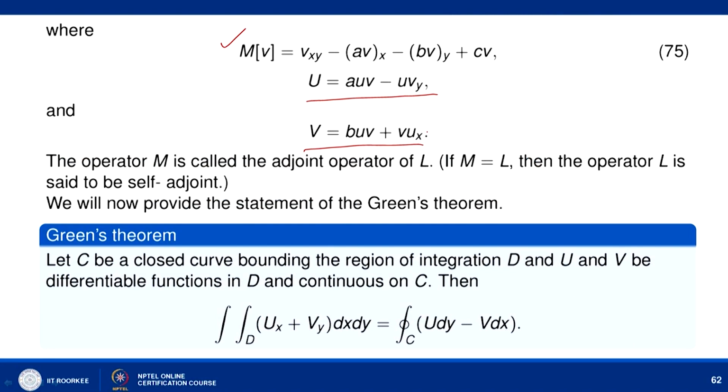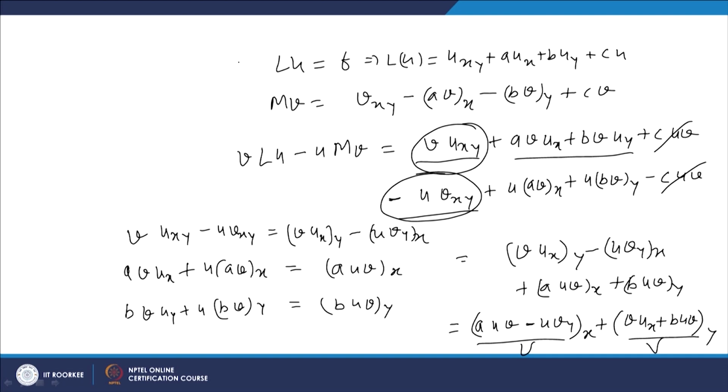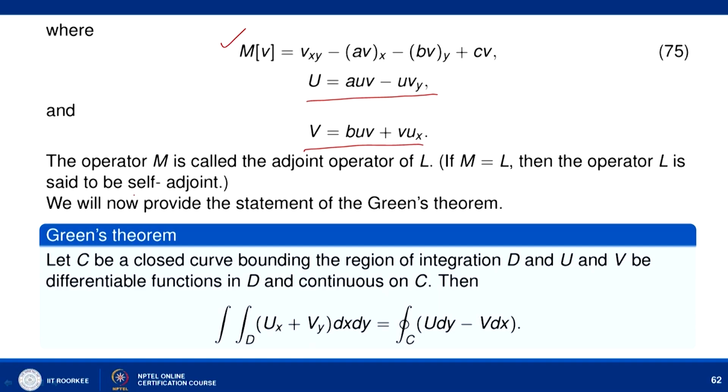So, we have written that if we take L u as this, M v as this, then you can write v L u minus u M v as u_x plus v_y here. This is some identity which is known as Lagrange identity. It is similar to your ordinary differential equation. In ordinary differential equation, we have written a similar kind of identity, and these two identities are known as Lagrange's identity, and the operator M which we have defined here is known as the adjoint operator. In a similar way as we have defined for ordinary differential equation, if M is equal to L, then L is called a self adjoint operator.